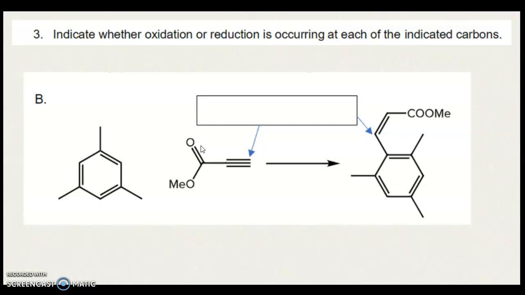So in this question, we had to indicate whether oxidation or reduction is occurring at the indicated carbons. So how do we know if a carbon is being oxidized or reduced? When a carbon atom loses a bond to a hydrogen and gains a new bond to a heteroatom, we say that the compound is being oxidized.